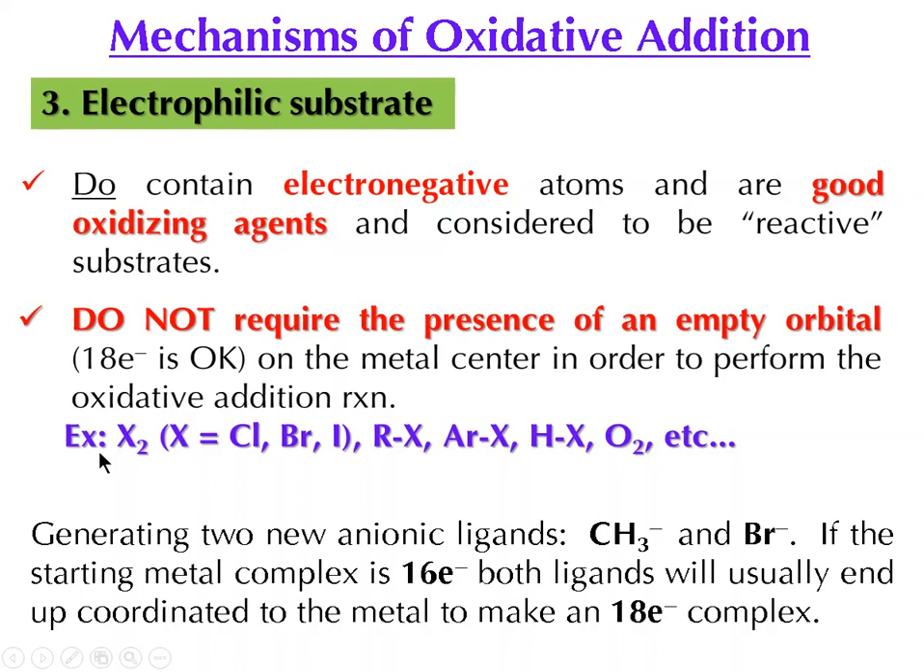Examples of electrophilic substrate are halogens, Cl2, Br2, I2, RX, methyl halide, aryl halide, HX, and oxygen. In the case of CH3Br, for example, we will have two anionic ligands, CH3- and Br-. If the complex is initially 16 electrons, the two anionic ligands will be added to M, and we will have the formation of two metal bonds, M-CH3 and M-Br. But in the case of complexes of 18 electrons, only one of these ligands will be added, which is the stronger donor.